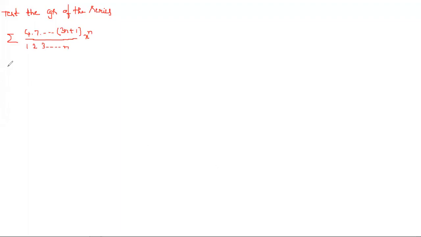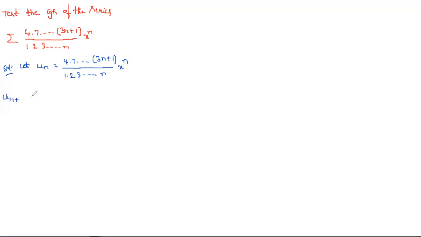So let us write. First we have to take this as un, since they already give the nth term. So let un be equal to 4, 7 and so on, 3n plus 1 by 1, 2, 3 and so on n, into x power n. This is un. And now you need to write un plus 1.